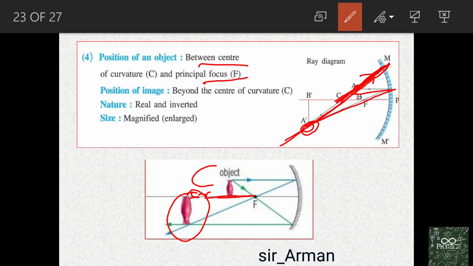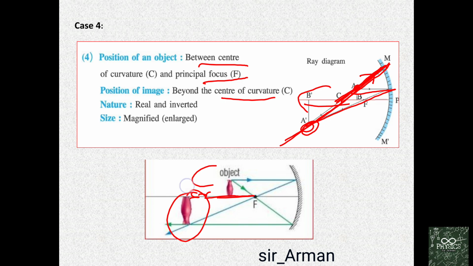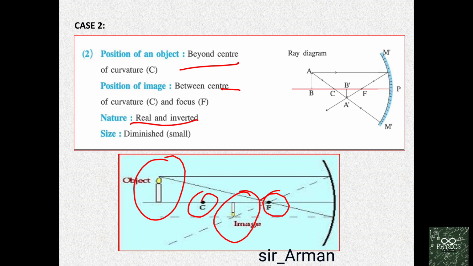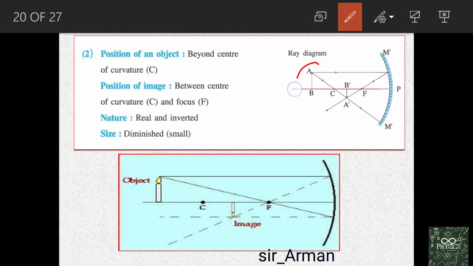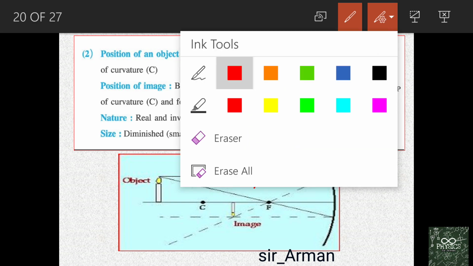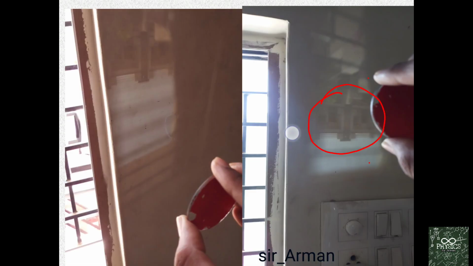Here you can see that the position of the image we obtain is beyond the center of curvature. In case number 2, the object was beyond the center of curvature and the image is between C and F. But in case number 4, the object is between C and F and the image formed is beyond the center of curvature. These two cases are opposite cases.